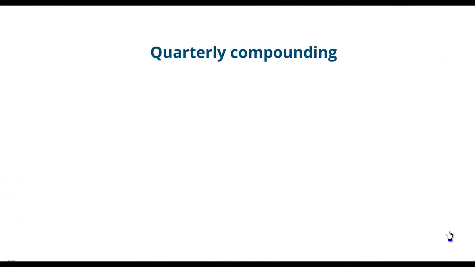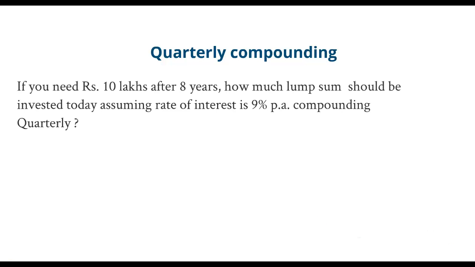Well, many times we have cases where compounding does not take place annually. In such cases, we will need to have NPER and rate according to the period of compounding. Let's take an example. Let's see a question. The same question once again, but with a little bit of difference. You still need rupees 10 lakhs and you need them after 8 years and the rate of interest is still 9%, but the compounding instead of happening every year is happening every quarter.